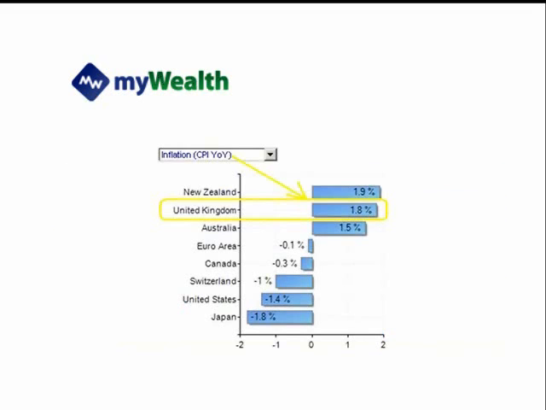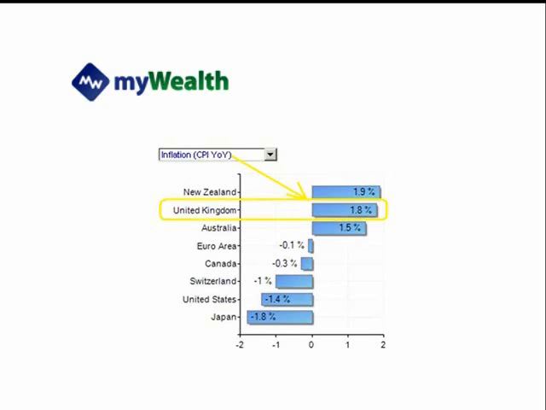Now, let's take a look at inflation and what the inflation picture looks like. I really love this year-over-year bar graph because you can see which economies have inflation and which have deflation. Deflation, or negative inflation, is where you see the negative numbers, like with the U.S. and Japan, which have the worst deflation right now: negative 1.4% for the U.S., negative 1.8% for Japan. And New Zealand, the UK, and Australia actually have the highest inflation year-over-year right now: New Zealand 1.9%, UK 1.8%, and then Australia 1.5%.